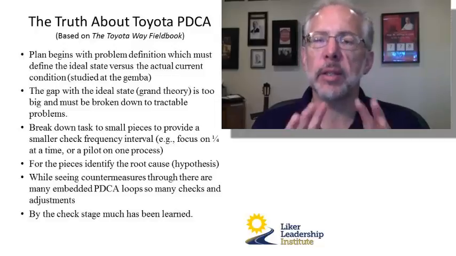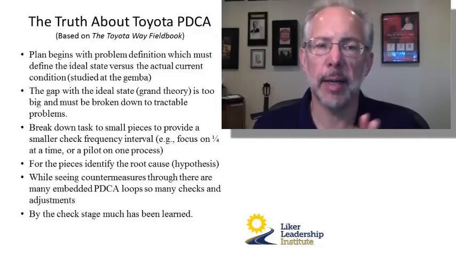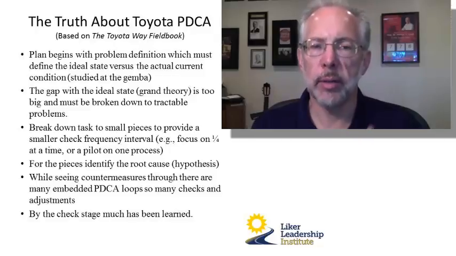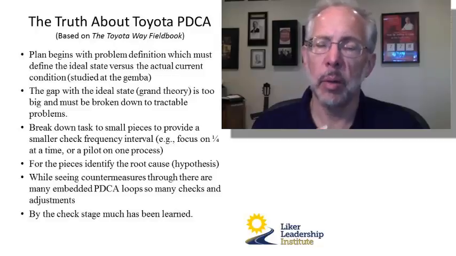For each of the pieces, for each of these small PDCAs, we want to go through the same PDCA process. What is the problem? What is the root cause? What is the countermeasure we're going to try now? What happened when we tried it? What is the next experiment we're going to run?